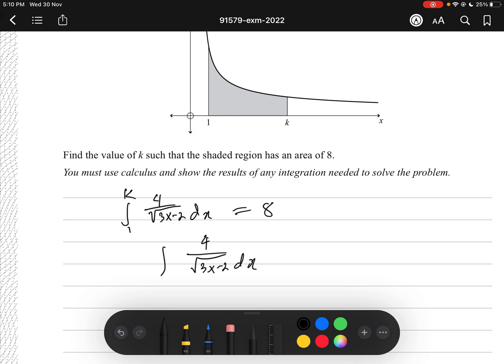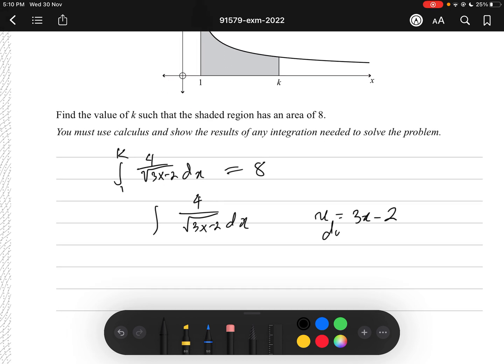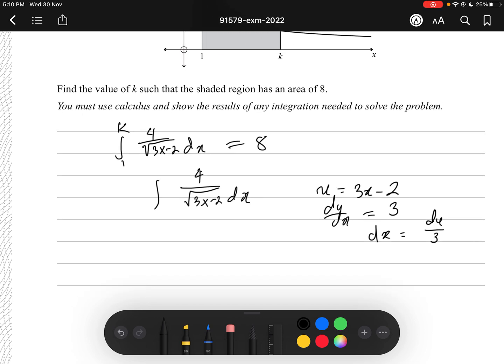So in this case, we're going to use a substitution. We're going to say that u equals 3x minus 2, and we're going to say that du over dx is equal to 3. If we rearrange this, we should get that dx equals du over 3. We substitute this for dx in the equation, so in this case, we're going to have 4 over square root of u times du over 3.